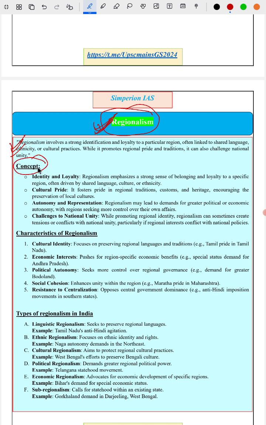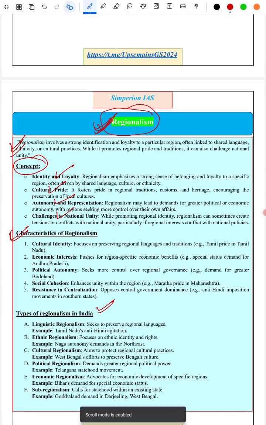Then we give the concept of regionalism in India, that is identity and loyalty to your region, cultural pride, autonomy and representation, and a challenge to national unity. Next we have given the characteristics and types of regionalism: linguistic, ethnic, cultural, political, and economic regionalism. Economic is when people of a particular area feel they are underdeveloped or deprived in the growth story of the country and want to course correct it, advocating for economic development for specific regions, like demanding a special status, and sometimes even a separate state. And sub-regionalism; we have covered all types of regionalism.